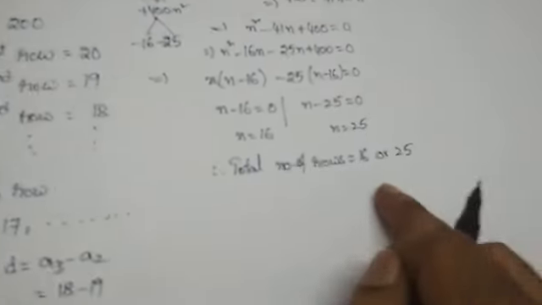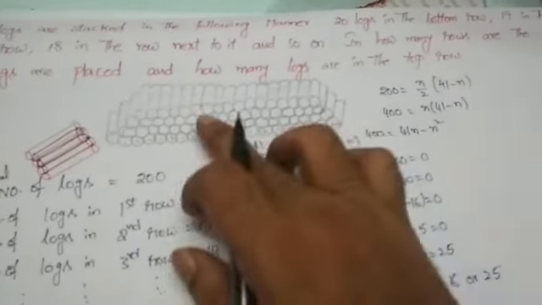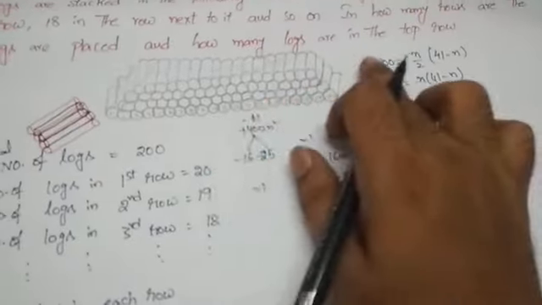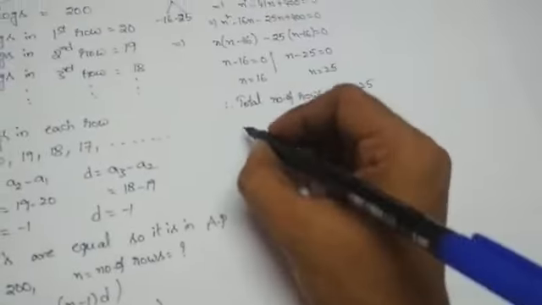Here we have to decide which is correct. Like this, it may be in 16 rows or it may be in 25 rows. How will we define which one is correct? That is based on the second question. In how many rows we got two values, how many logs are there in the top row, that we need to calculate. So you'll write like this.